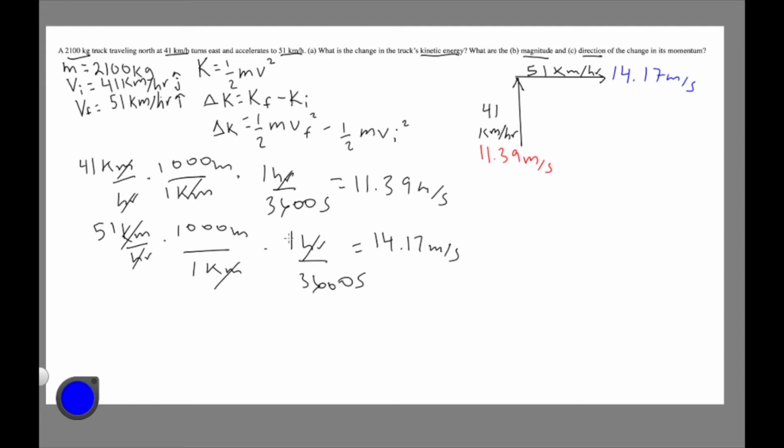Now, alternatively, you may have very well just plugged kilometers per hour into our formula, and then converted into meters per second at the end. But I guess it just makes it a little bit easier to do it at the beginning and then plug it in so we don't have to do all that work at the end. So now we have our converted speeds. Let's plug them into the formula and see what we get.